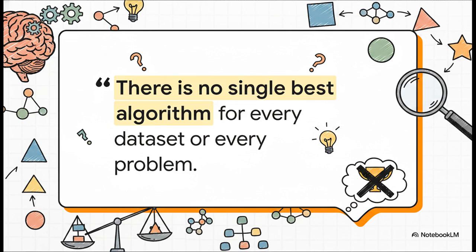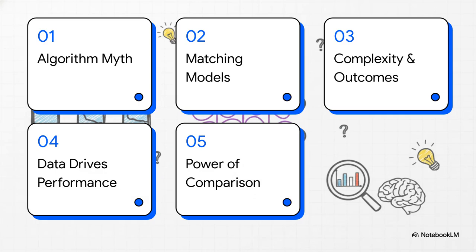The core thesis of our entire explainer today is that model selection isn't about finding the objectively best algorithm in the world. It's a highly contextual matchmaking process. To help guide us through this matchmaking process, here is our roadmap for today. We've got 1. The best algorithm myth. 2. Matching models to problems. 3. Complexity in desired outcomes. 4. How data drives performance. And finally, 5. The power of comparison.